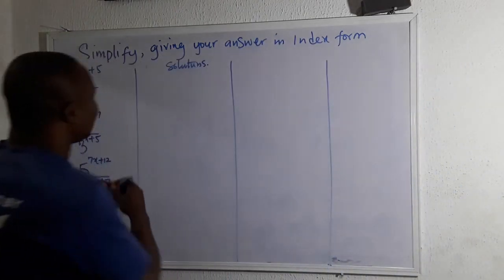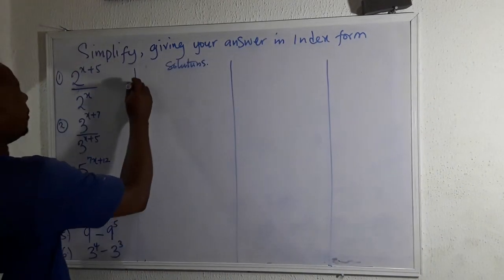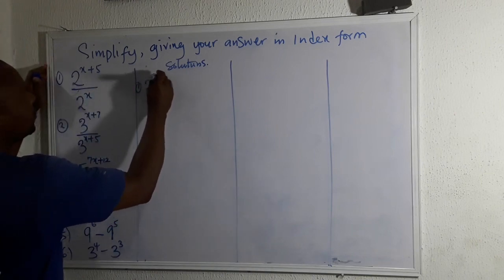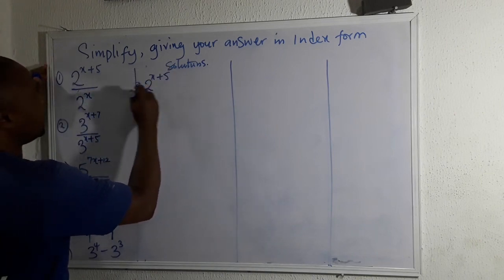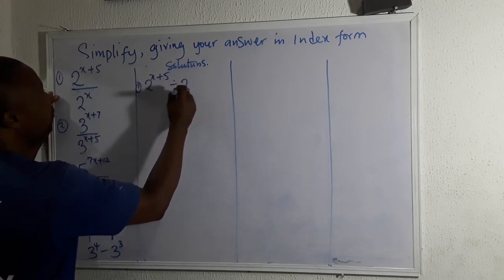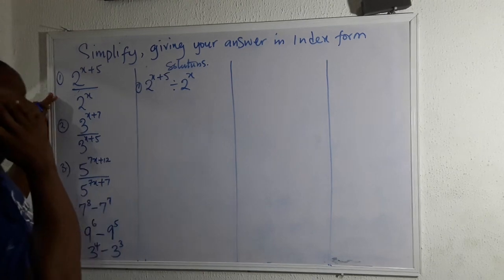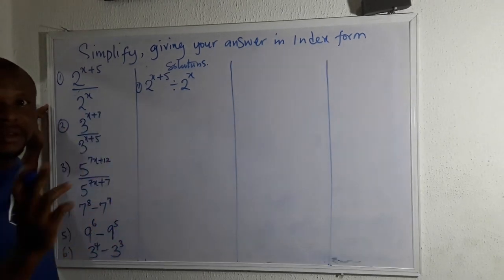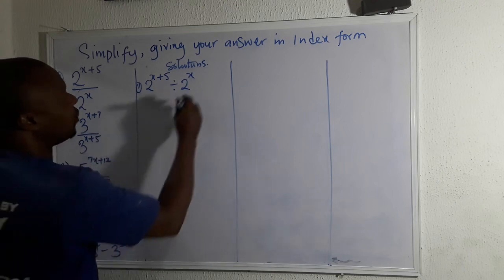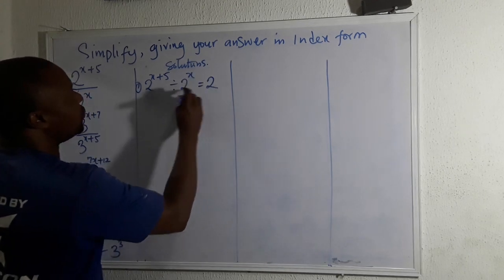Now, the first question here is this. So this is 2 raised to x plus 5, and you can re-express this as divided by 2 raised to x. Now we can see that the bases are the same. So since the bases are the same, we take one, okay? And that will be equal to 2 raised to power.